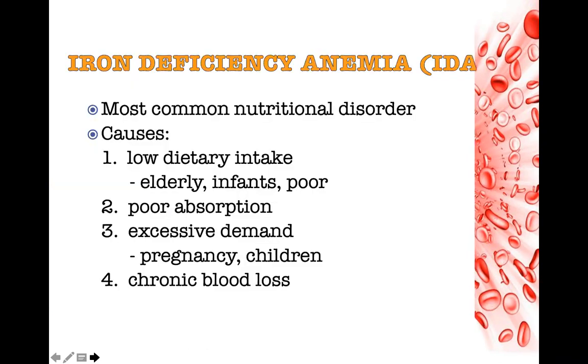Now we go into iron deficiency anemia. So this is the most common nutritional disorder that we encounter. So causes would be probably low dietary intake, poor absorption, excessive demand like what we see in pregnancy and children, as well as chronic blood loss.